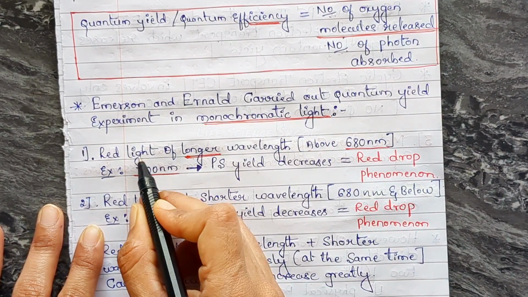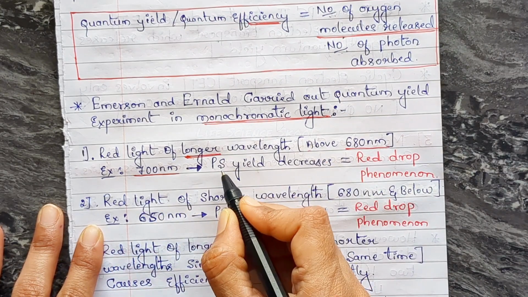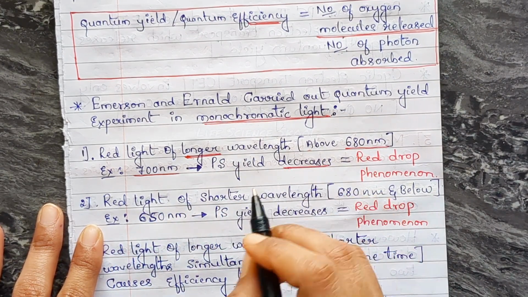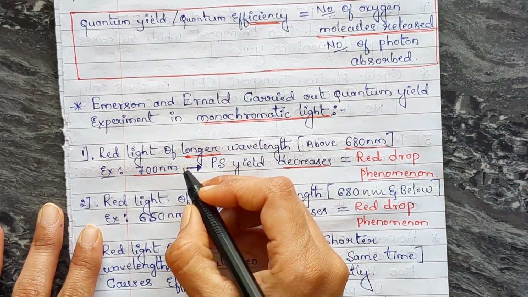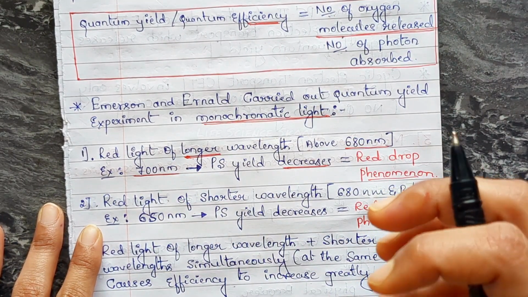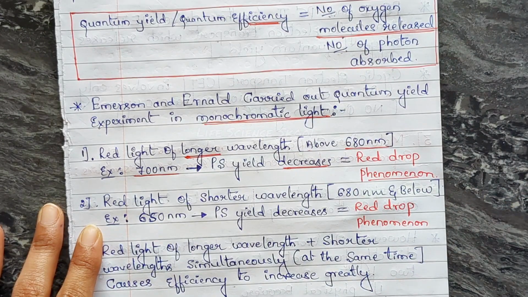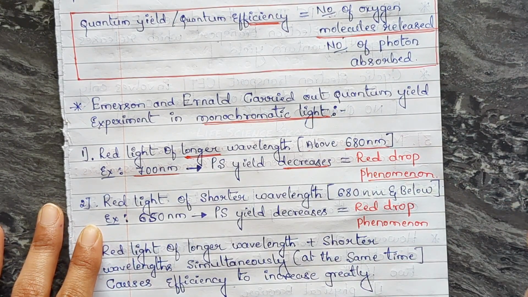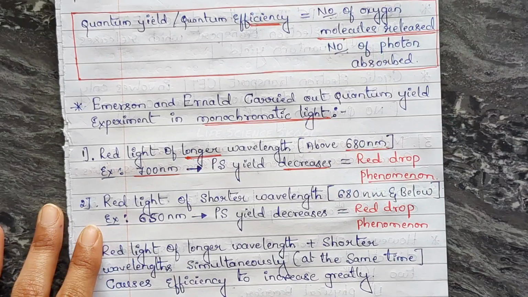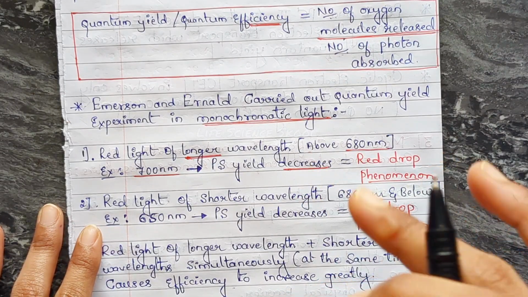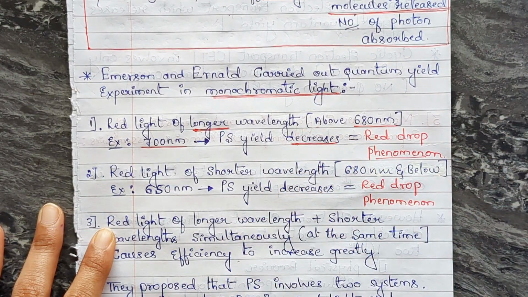When they observed, the photosynthesis yield decreased. That is actually called the red drop phenomenon. This point, red drop phenomenon, is important here. So in the first set of experiments, they supplied the red light of longer wavelength, which is above 680 nanometer, to the plant to conduct photosynthesis. But when we observe, the photosynthesis yield is decreased. There is no enhancement in the photosynthesis yield, that is quantum yield. So they moved on to the next set of experiments.